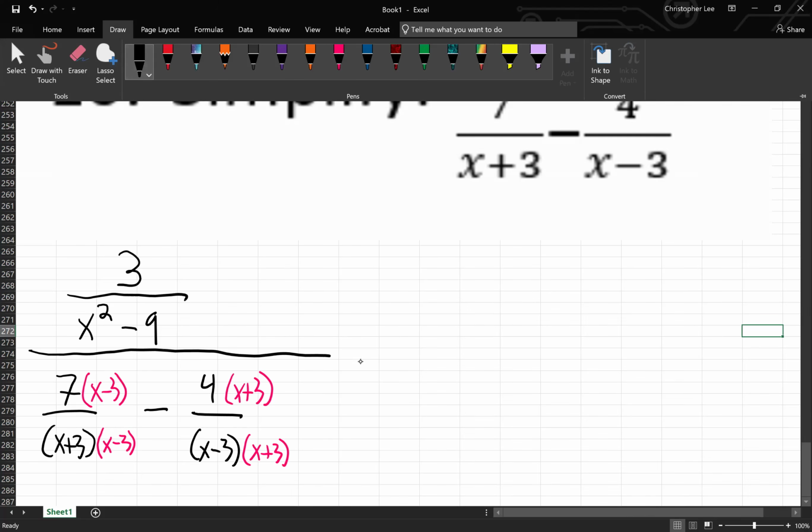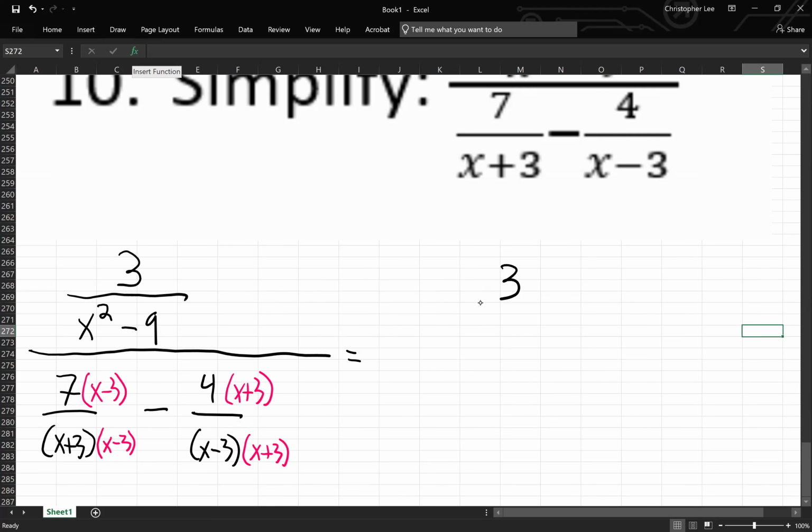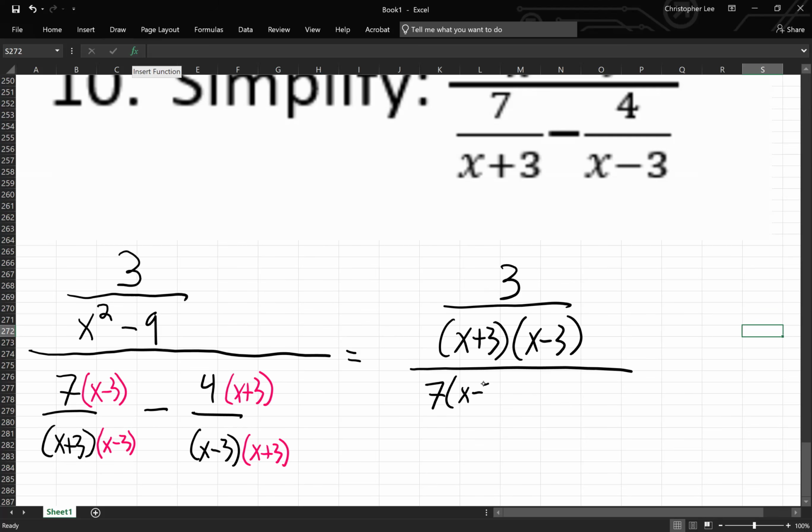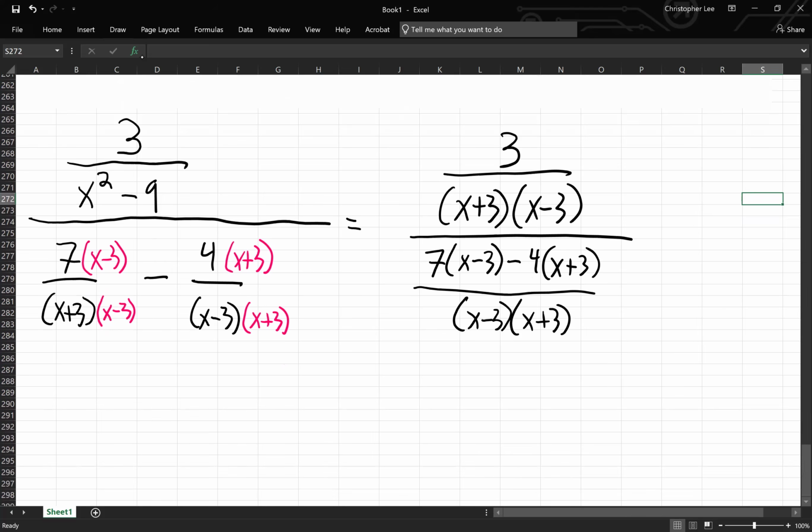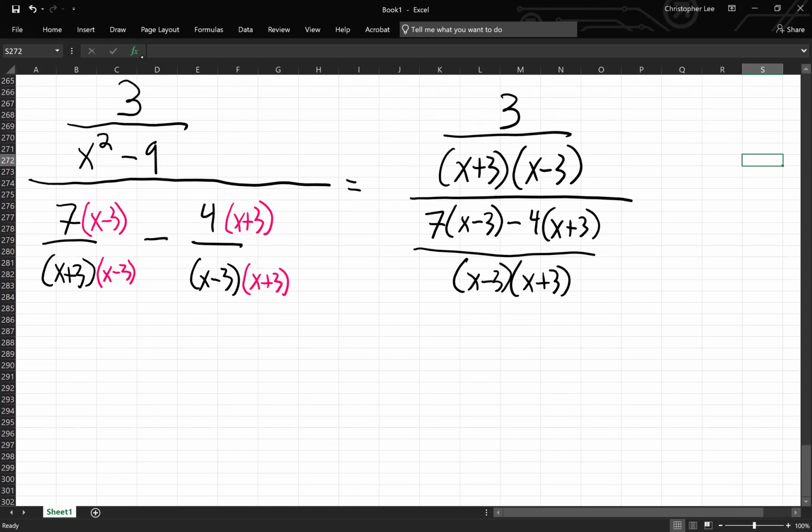Let's continue simplifying this. This top is going to be 3 over, I feel like factoring this. This is going to be x plus 3, x minus 3. We all know that. On the bottom, this is going to be 7 times x minus 3 minus 4 times x plus 3, all divided by x minus 3, x plus 3. Now we have our fraction divided by a fraction, so we could keep change flip. So let me do that real quick. I'm going to come onto this line.